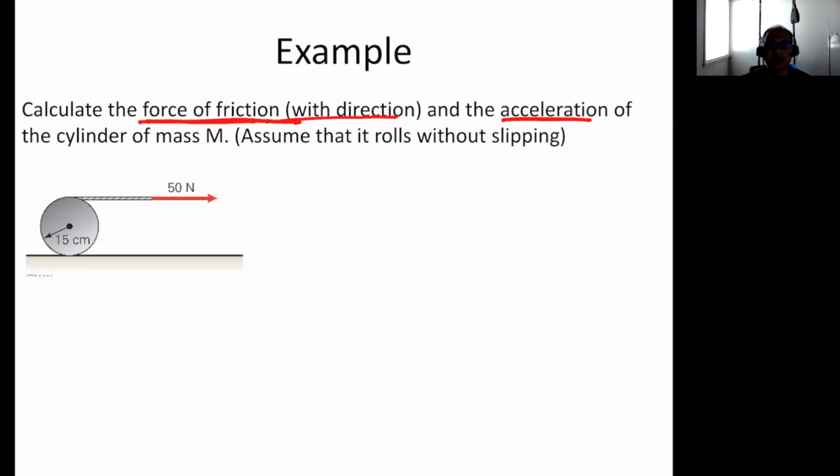But I could have asked this problem without mentioning the force of friction. I could have just said, calculate the acceleration of the center of mass of the cylinder. That is when students completely forget about the force of friction, right? But the wording of the problem is such that we can't forget the force of friction. So it's one of the things we have to calculate. So there is a force of friction. Now, if it's rolling without slipping, what kind of friction is it? Is it static or kinetic friction?